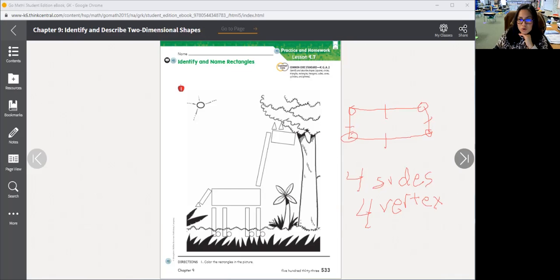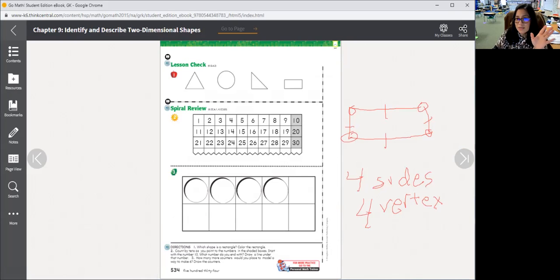And the next page in your homework says, we already did this, mark an X, oh no, it says color the shape that is a rectangle. And you're gonna color that shape whatever color you like, okay? So right here, you're gonna color only the one that is a rectangle. So remember, this is how a rectangle looks. 2 sides are long, 2 sides are short, 4 sides, 4 vertex. Go ahead and color the one that is a rectangle, okay?